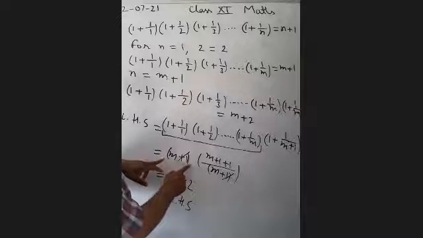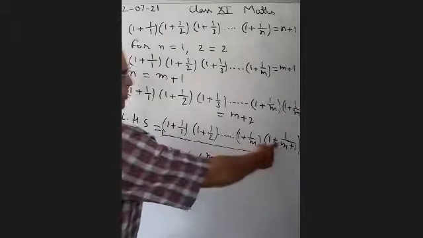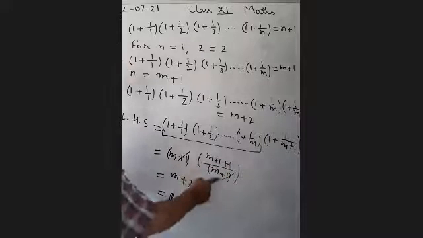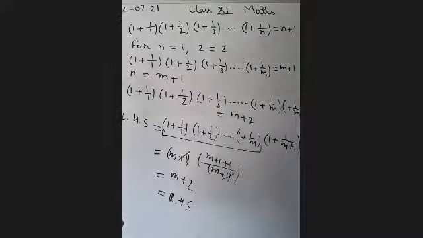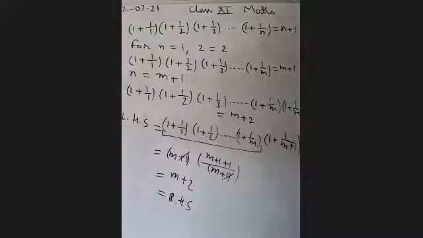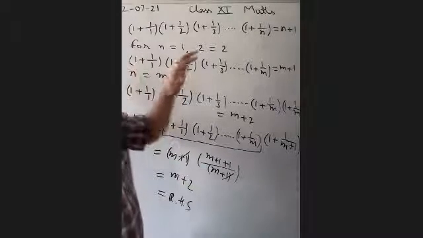After using this relation, we have taken the LCM, m plus 1, m plus 1 plus 1, yani कि it is equal to m plus 2. We cancelled this m plus 1, and we got m plus 2, which is equal to the right hand side, which we had to prove. Okay. In this way, we have completed this question.